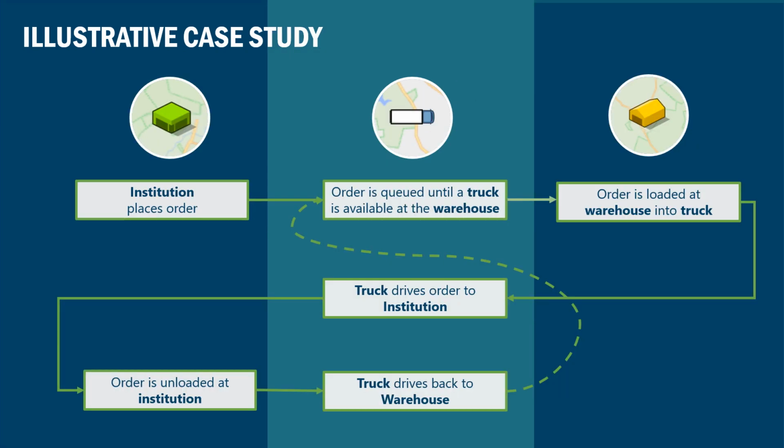The steps simulated consist of the following. It starts with an institution placing an order at its closest warehouse. The order is then queued until a truck is available at the warehouse. When available, the order is loaded into the truck and the truck drives to the institution where it is then unloaded. Afterwards, the truck drives back to its assigned warehouse and waits for its next assignment.